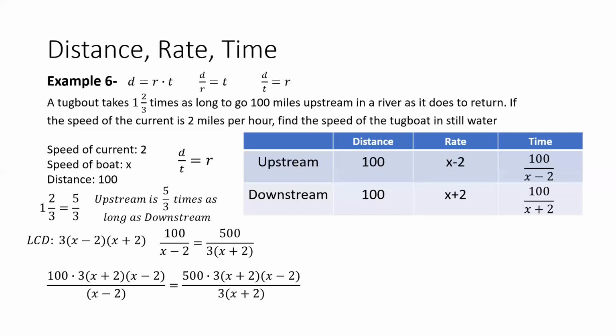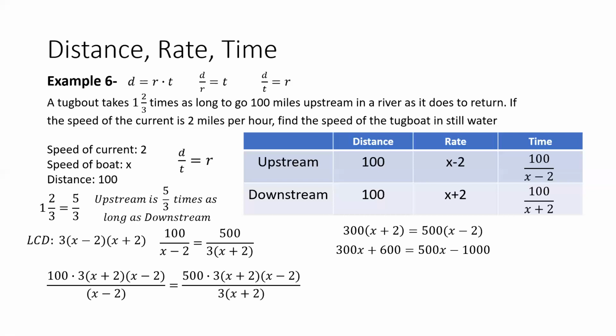And now I can go through and cancel like terms. On my first fraction, I can cancel out my x minus 2's, and that's about it. And on my second fraction, I can cancel out my x plus 2's, and I can cancel out my 3's. Once I've done all of that canceling, I will be left with 100 times 3, which is just 300, times x plus 2, and 500 times x minus 2.